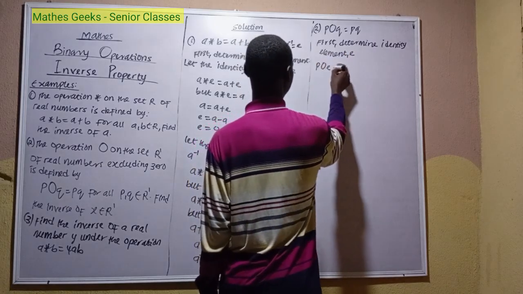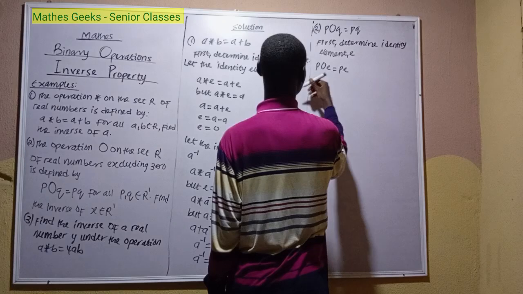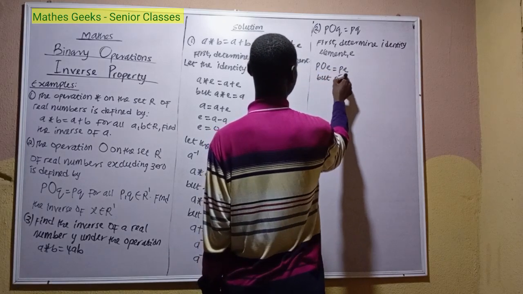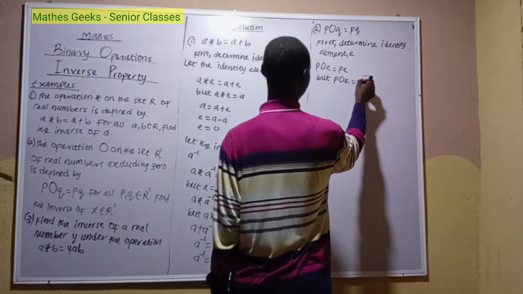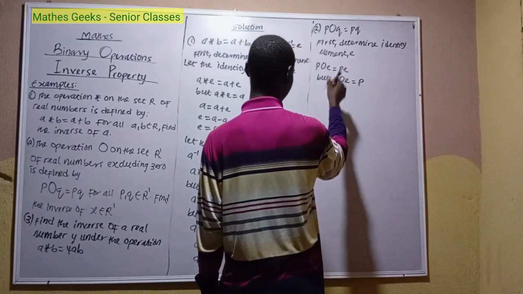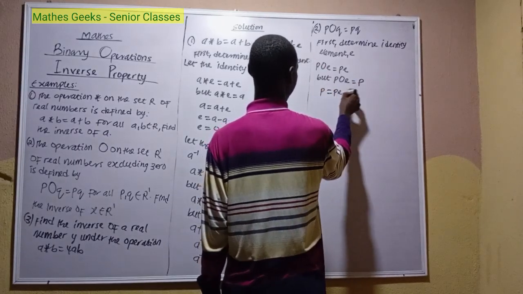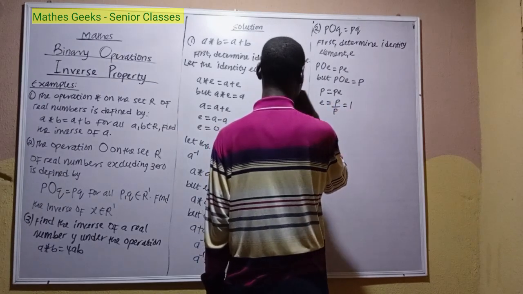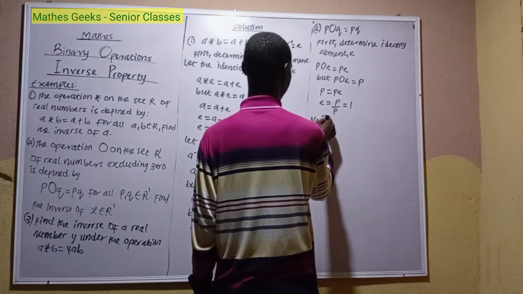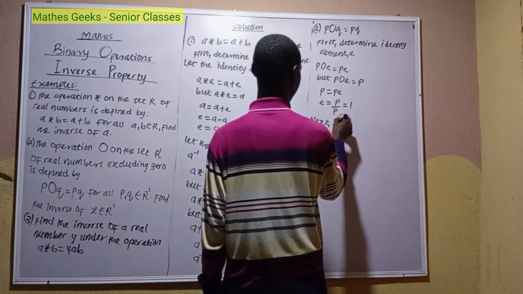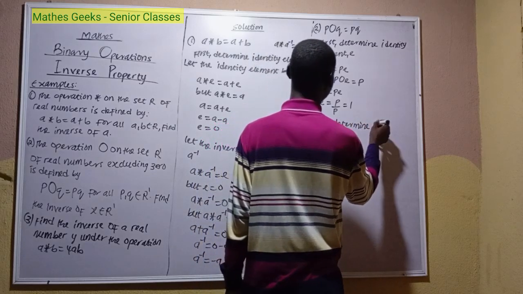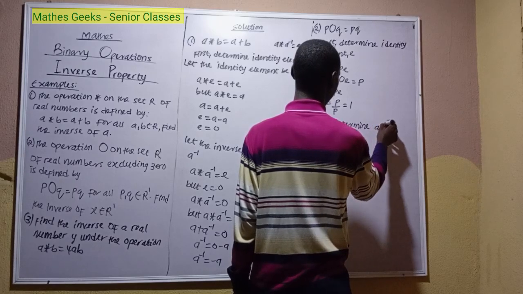P operation E is equal to PE, but P operation E is equal to P. So this will give us P equal to PE, and E is equal to P over P, which is equal to 1. So next, determine A inverse.